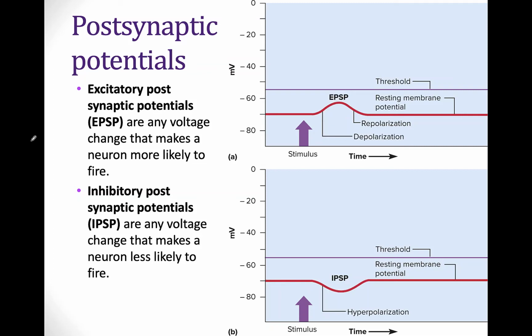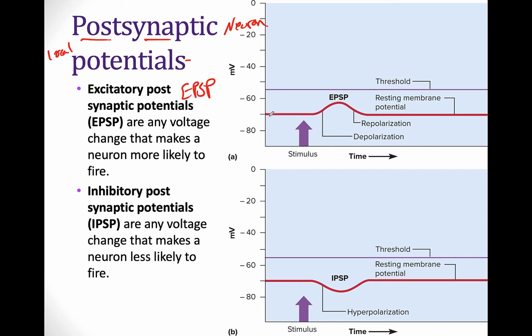A postsynaptic potential. Postsynaptic is talking about the postsynaptic neuron, so this is after the synapse, and this is a local potential. This is going to be some change in voltage on a postsynaptic neuron. And there are two different types of postsynaptic potentials. EPSP, which is an excitatory postsynaptic potential.